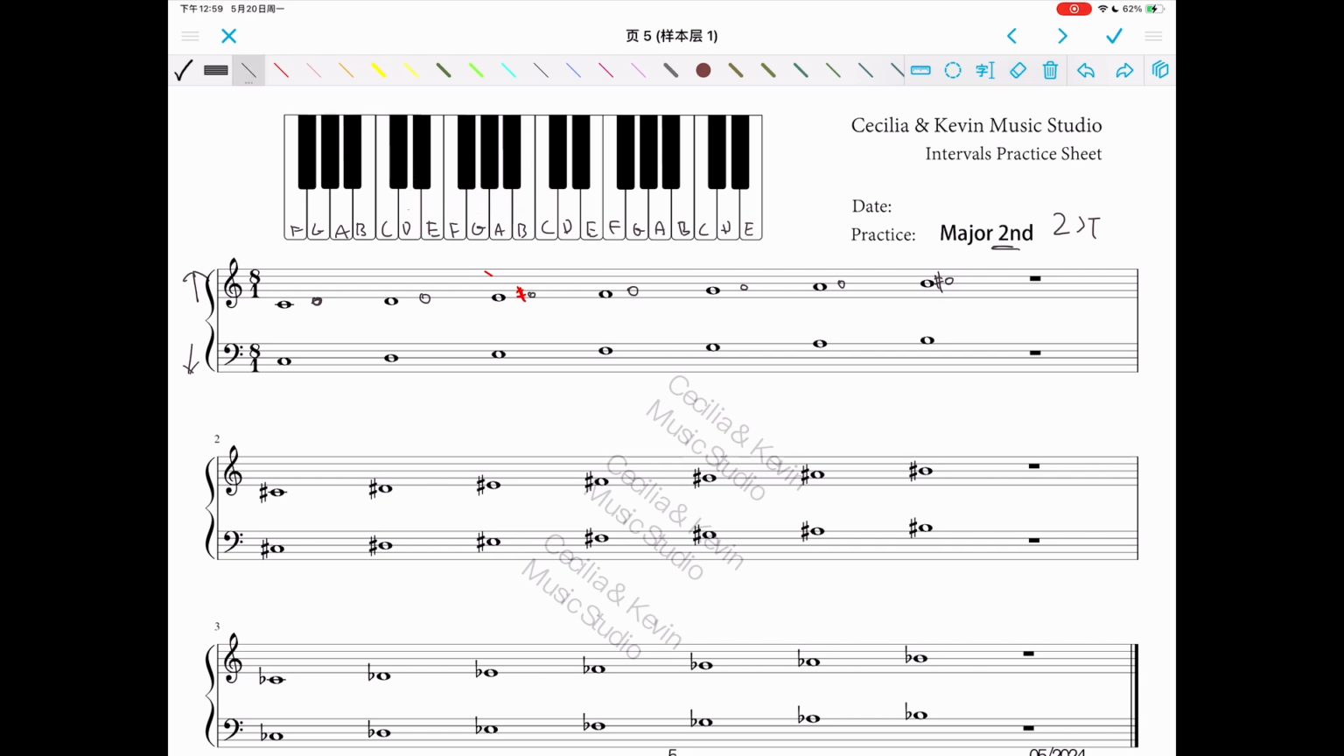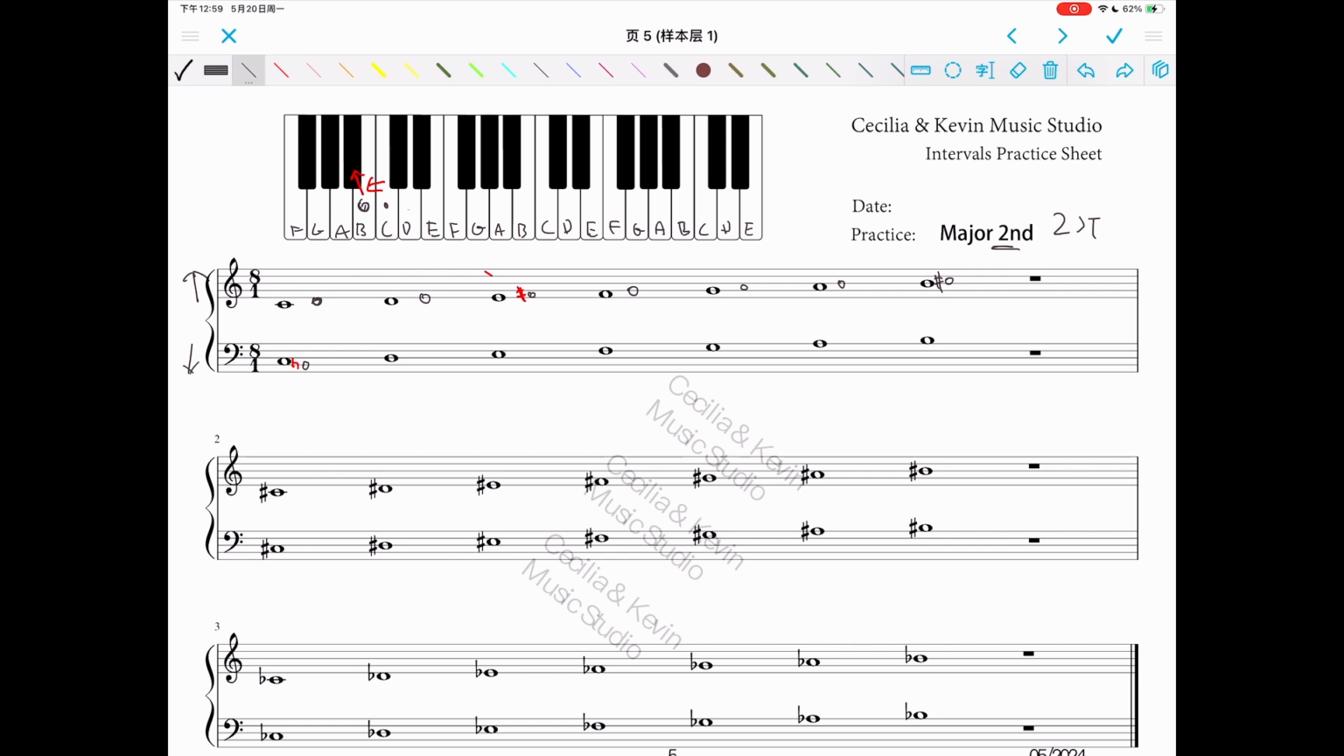Next, let's move on to descending. So we start with a do over here on the bass clef. We know we're going to have to write a ti here, but the ti is over here. However, this is only one semitone distance, so we have to add a flat to move one semitone down again.